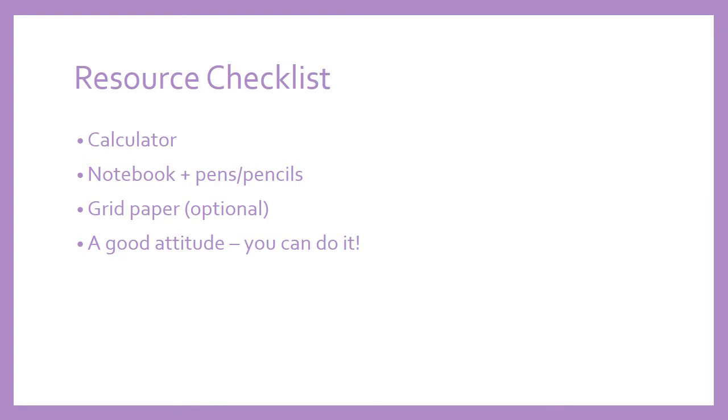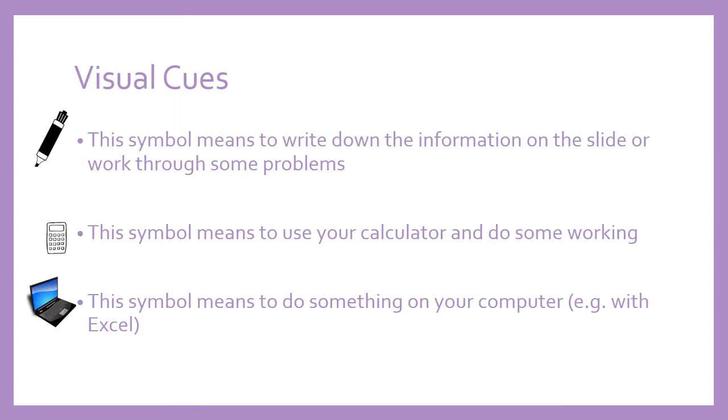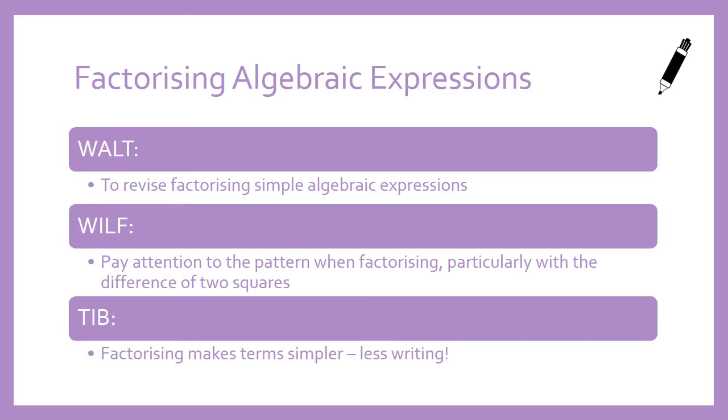Super quick resource checklist. You'll need a calculator. So quick visual cues before we start. The pen symbol means I want you guys. Our goal for this lesson is to revise factorizing simple algebraic expressions. So I want you guys to pay attention to the pattern in factorizing, particularly when we get into difference of two squares, which we will get into a bit later.